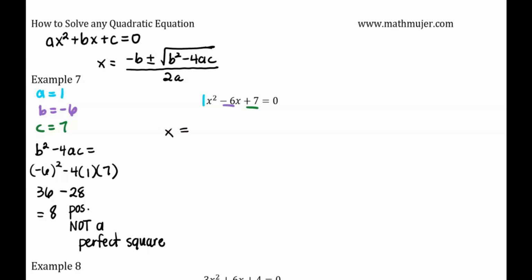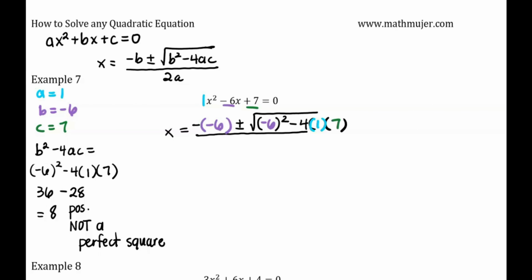x is equal to negative b. b is negative 6, so negative b. Be careful with your signs. There was a negative sign from the formula, and then b was negative 6. Plus or minus the square root of b squared, so we are squaring that same negative 6, minus 4ac. a was 1, c was 7.